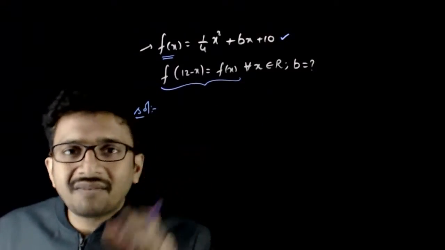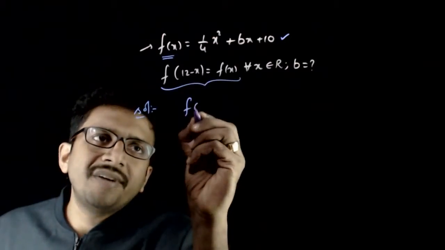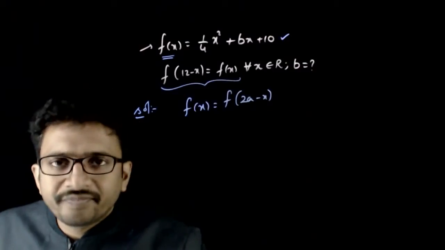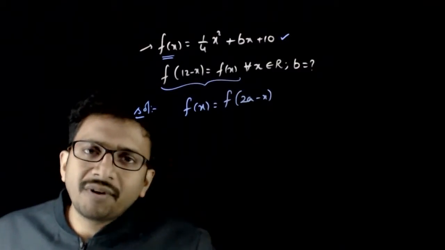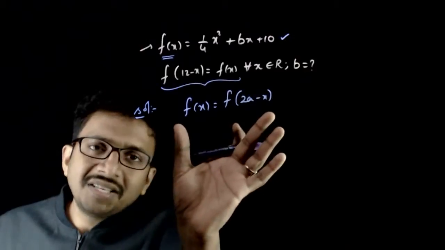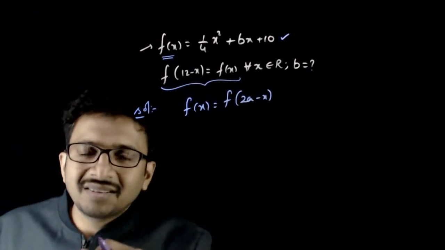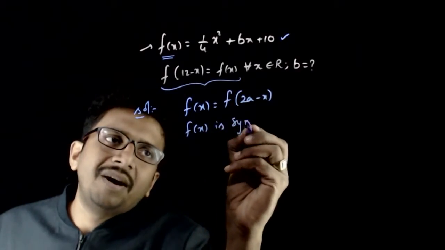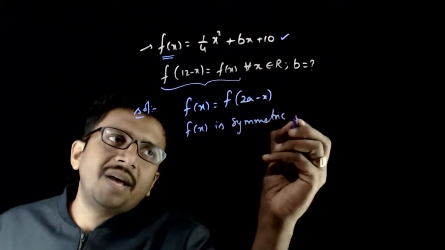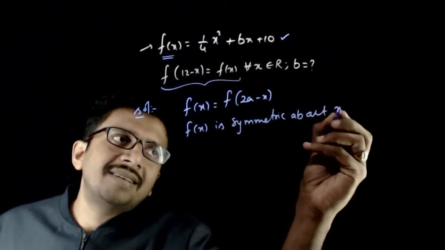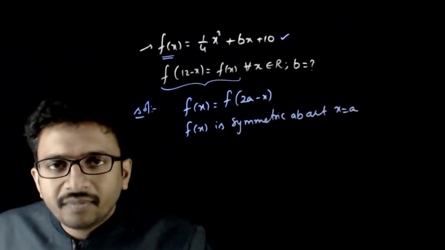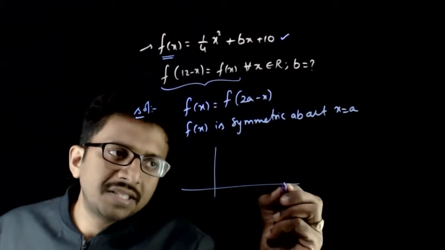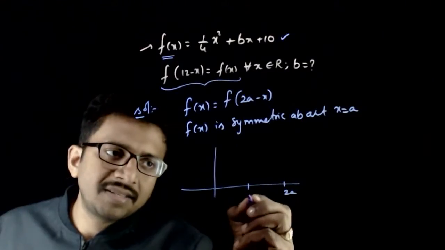So this is a very nice functional equation. This is a very standard functional equation of the form f of x is equal to f of 2a minus x. If f of x is equal to f of 2a minus x, this condition is the same as saying that f of x is symmetric about x is equal to a. As you can see, if you try to plot this function, let us take this as 2a and let us take this as a.